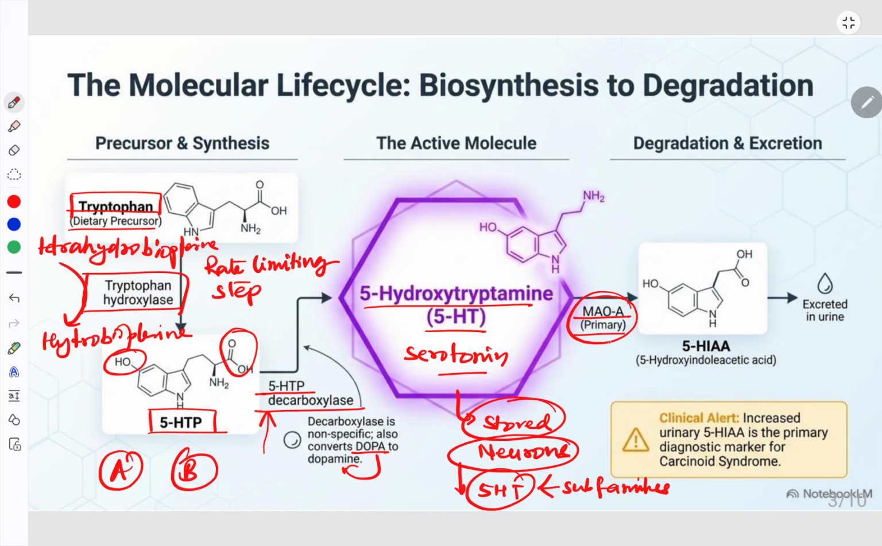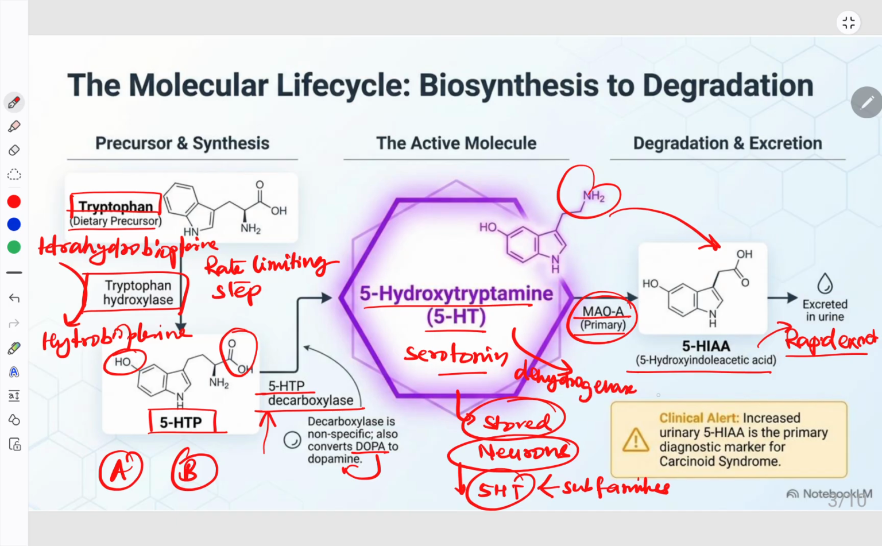5-HT is acted upon by MAO A, which oxidizes the amine group and converts it into an acid group, and it becomes 5-hydroxyindole acetic acid. This molecule undergoes rapid excretion in the urine. Alternatively, this molecule can also be acted upon by another enzyme known as dehydrogenase and converted into 5-hydroxytryptophan.